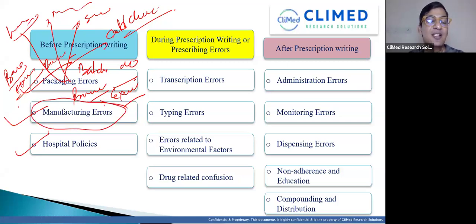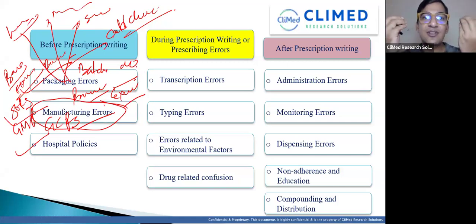So these could be packaging errors or manufacturing errors. Manufacturing errors mean they did not follow the SOPs, the GMPs, the GCPs. Big level, guys. Don't think about the small level, like patient history and all. What you are talking about are actually during-prescription errors. Before-prescription errors means packaging errors and manufacturing errors could be there.